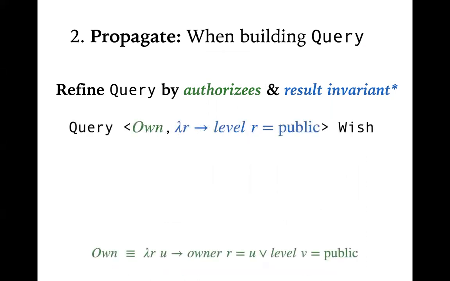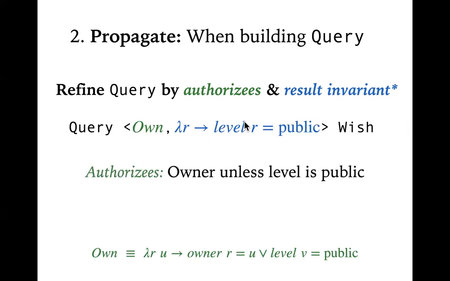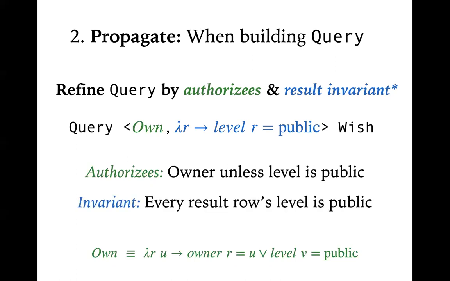So for example, if I have a query of this type, where the authorizees are own and the level is equal to public. So the set of authorizees is the owner of the record unless the level is public. And the invariant says that every result returned by executing this query has a level that's public. So that's what this particular query says: when you run this query, every row that you get back is going to be marked public.